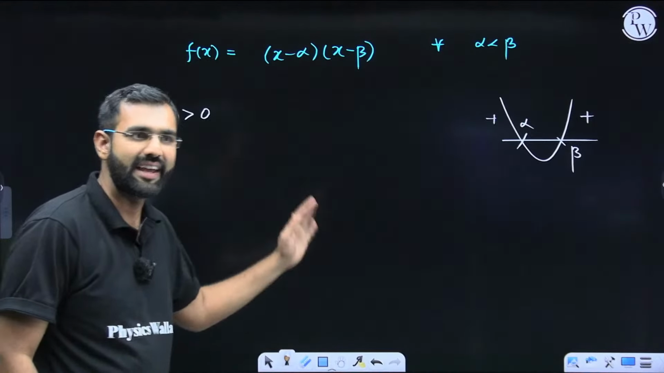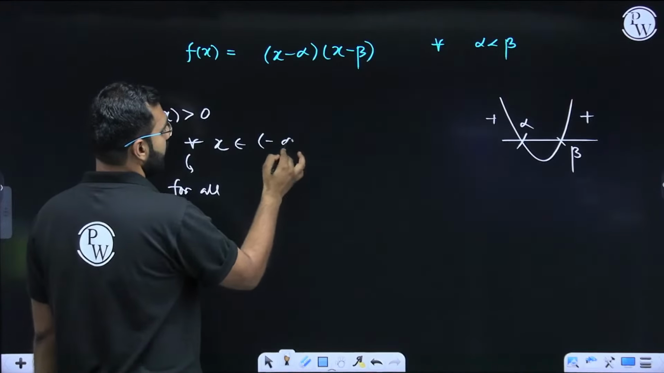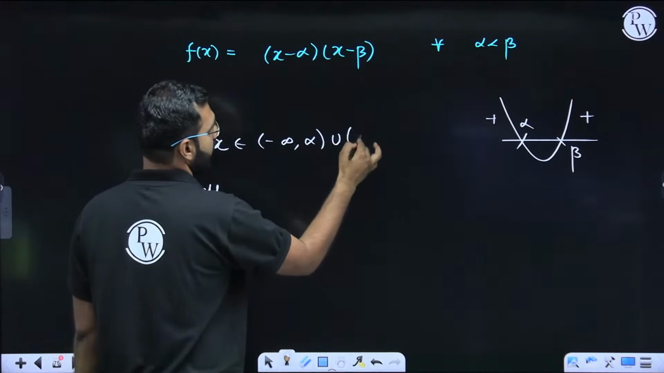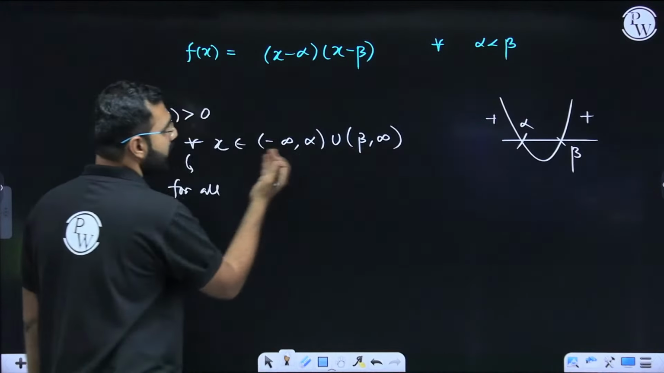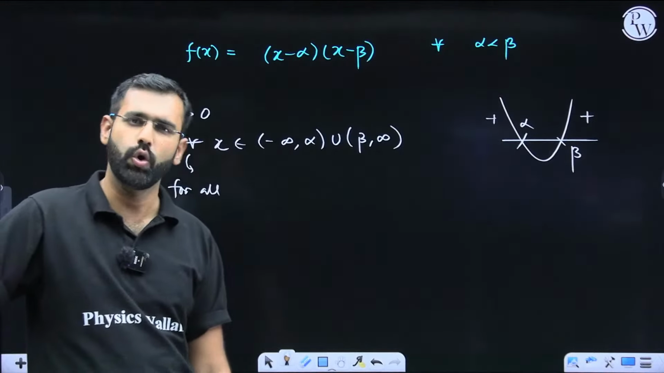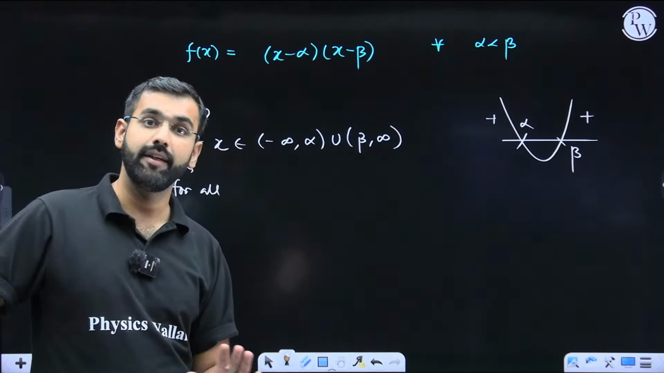So there I can always say if f(x) is said to be positive, it will be true for all x. This sign represents for all. So f(x) will be positive for all values of x which are either less than alpha or greater than beta. Are you understanding this? How am I writing this expression? All the participants, everybody with me on this?